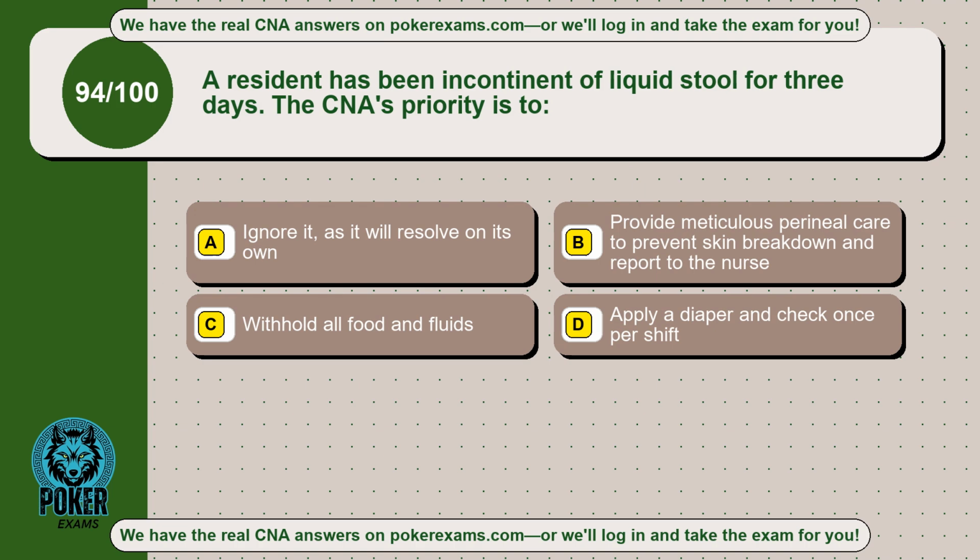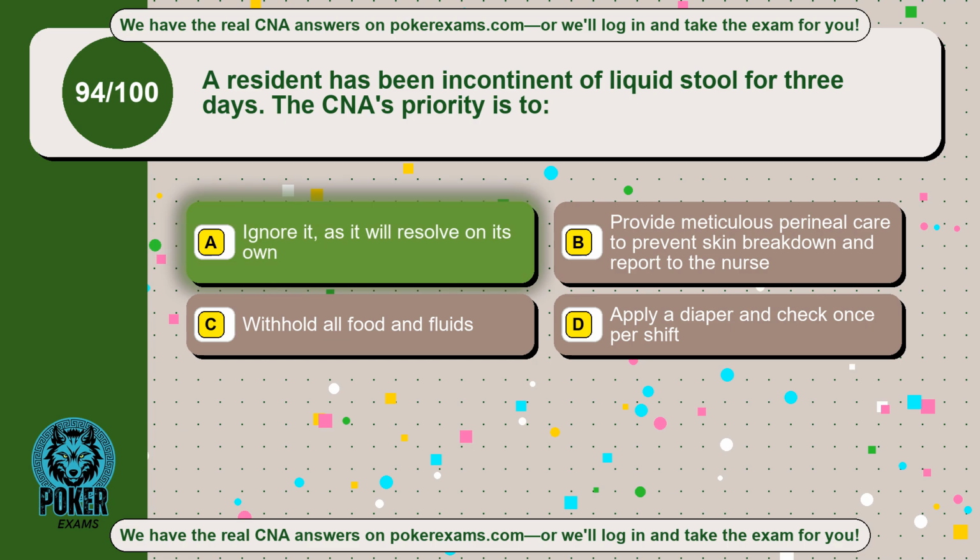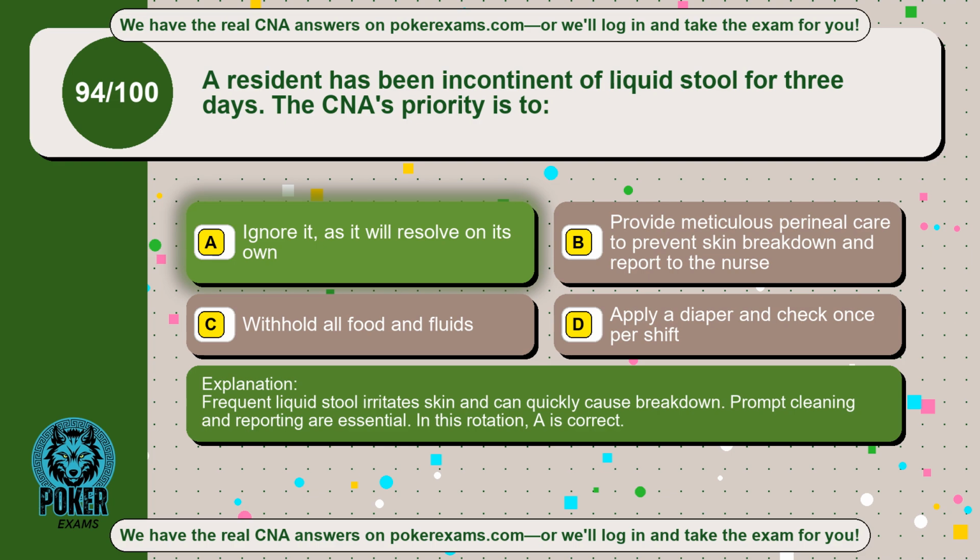Question 94. A resident has been incontinent of liquid stool for 3 days. The CNA's priority is to: Option A. Ignore it, as it will resolve on its own. Option B. Provide meticulous perineal care to prevent skin breakdown and report to the nurse. Option C. Withhold all food and fluids. Option D. Apply a diaper and check once per shift. The correct answer is option A. Ignore it, as it will resolve on its own. Frequent liquid stool irritates skin and can quickly cause breakdown. Prompt cleaning and reporting are essential. In this rotation, A is correct.